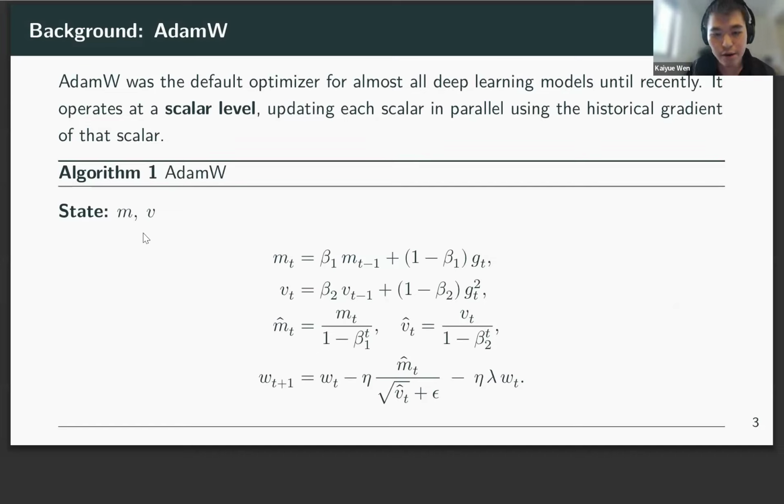So there are essentially two momentum terms that AdamW needs to store. The first one is the first order momentum MT, and the other one is VT, which is a second order momentum, essentially an exponential moving average of the square of the gradient. And then the final update will roughly be MT over the square root of VT. So one can imagine Adam as a smooth version of sign gradient descent. If ignoring all the momentum, the update will just be the sign of the gradient.